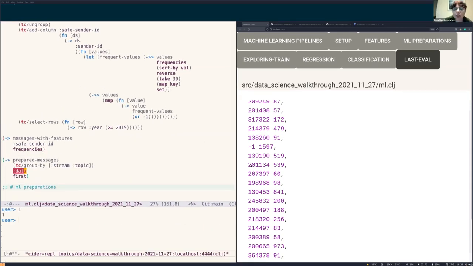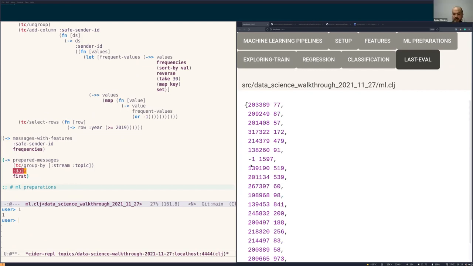Yeah, and so you see, these people were writing more messages. And this minus one is all the other people who we don't want to have in our machine learning process in this granularity.